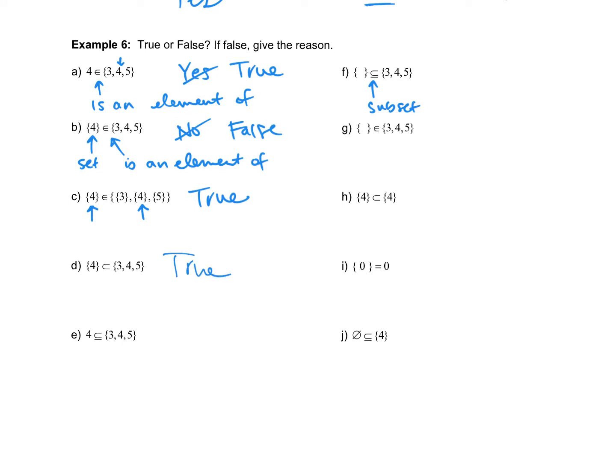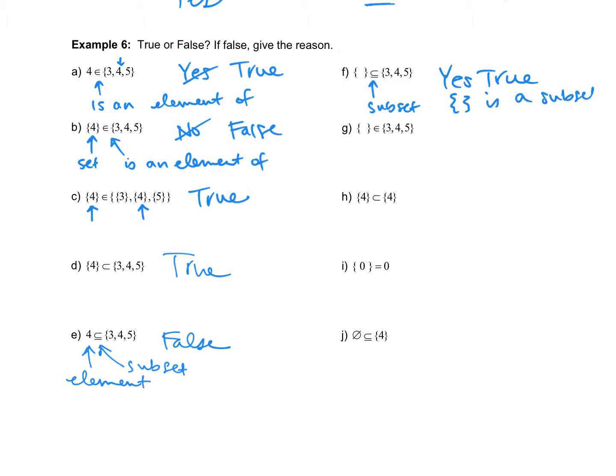Now it says, the element 4 is a subset of {3, 4, 5}. This, without the braces, is an element. And an element can't be a subset, can it? So this one is false. The element 4 is not a subset. And now the next one. The empty set is a subset of {3, 4, 5}. Yes, right away, true. The empty set is a subset of all sets. We know that. Empty set is a subset of any and all sets.